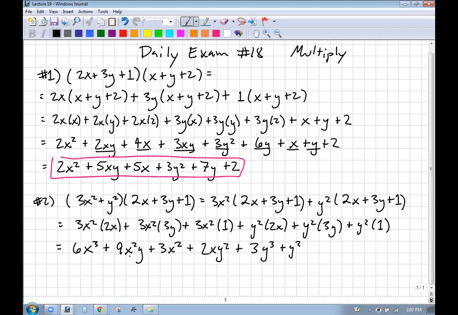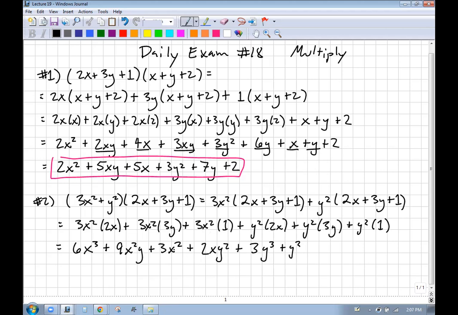Now we can look to combine like terms. Here's an x cubed. There's no other x cubes. Here's an x squared y. There's no other x squared y's. Here's an x squared. There's no other x squareds other than this one, but you can't combine these. This one doesn't have a y and this one does.